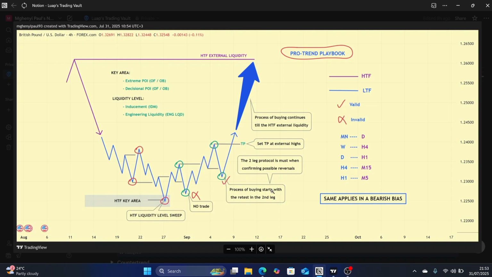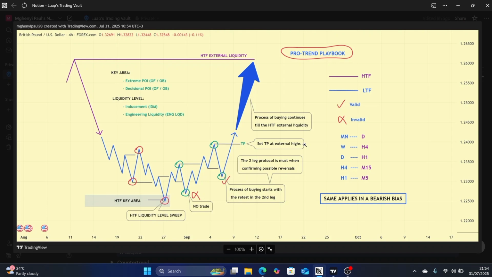You can see the process of buying starts with the retest in the second leg. You can see this is the first leg, this is the second leg. The two-leg protocol is a must when confirming possible reversals. For me, I restricted myself to this: I will only be taking buys after the second leg. Then set TP at external highs.